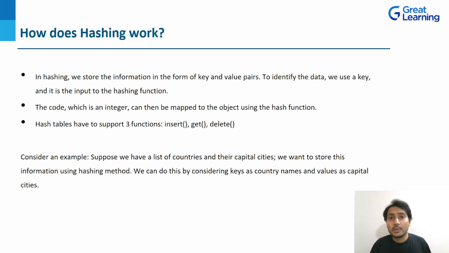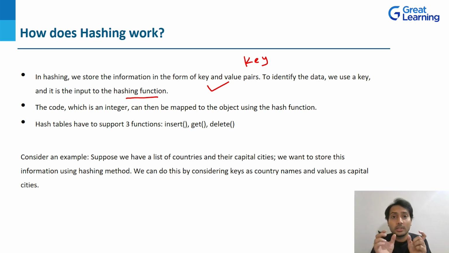So hashing, as we know, is a unique code, right? Now what we do is we try to store the information in the form of key and value pairs so that we can easily identify the data with the help of this key. So it's always a key and a value pair. Now this key is nothing but the input to our hashing function here. So we need to apply this hashing function in order to extract the value.